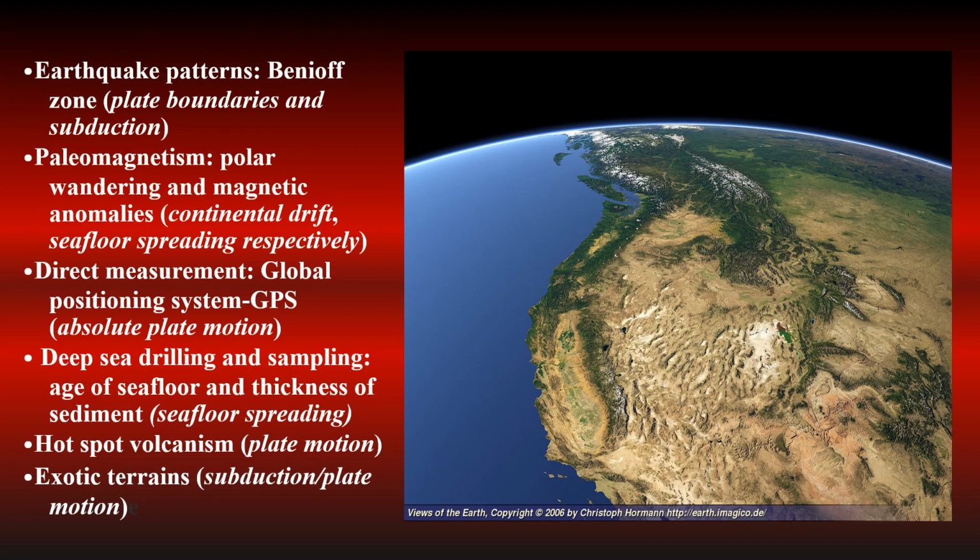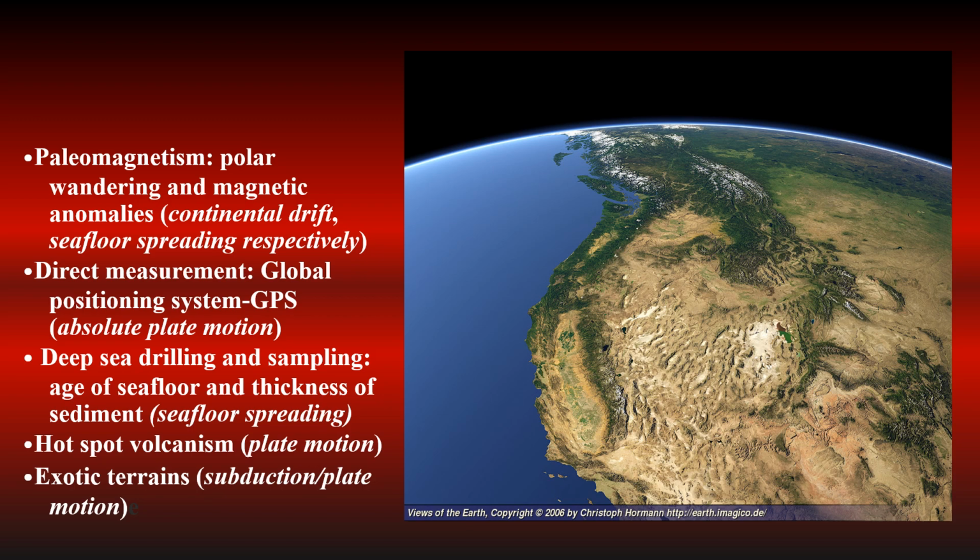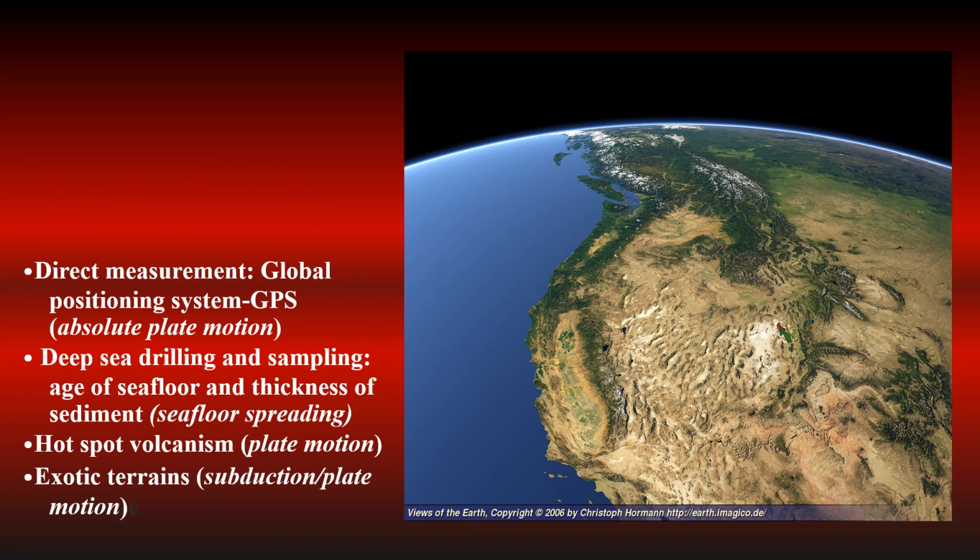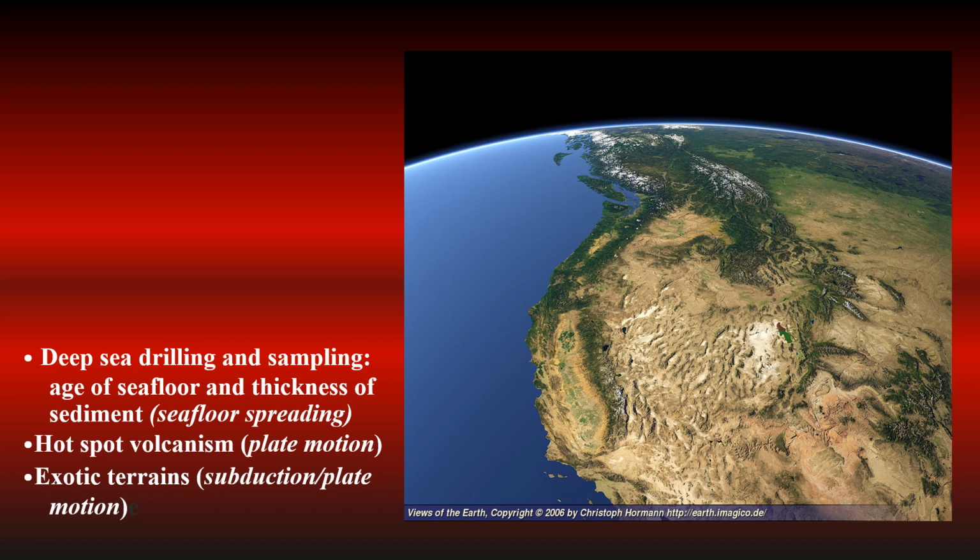Okay. So to recap, aside from some of the things we'll talk about in lab tomorrow, as far as different features across the entire planet that sort of show where plate margins are and some of the geologic features that indicate that, we also have paleomagnetism, direct measurement through GPS, deep sea drilling and sampling showing the thickness of sediments, hotspot volcanism, and like I just mentioned, exotic terrains.